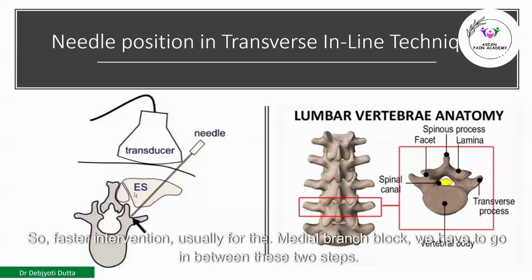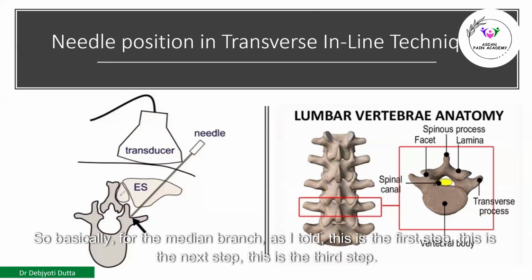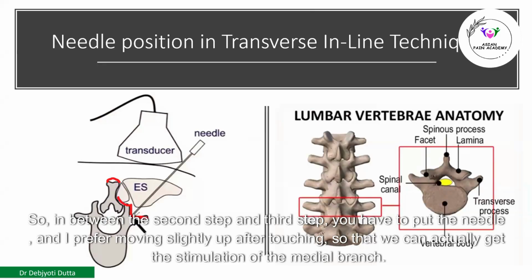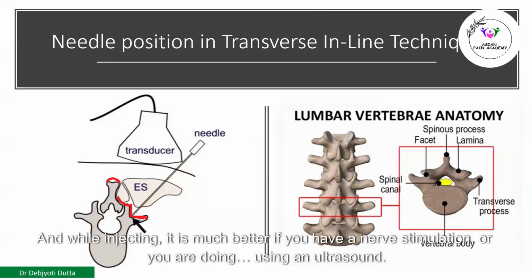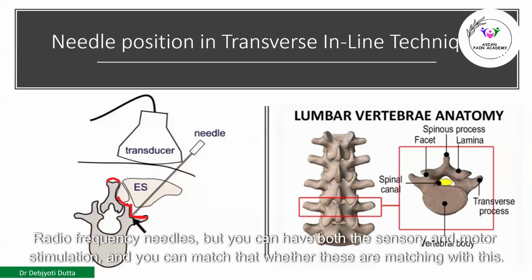So facet intervention, usually for the medial branch block, we have to go in between these two steps. So basically for the medial branch, as I told, this is the first step, this is the next step, this is the third step. So in between the second step and third step, you have to put the needle, and I prefer moving slightly up after touching so that we can actually get the stimulation of the medial branch. And while injecting, it is much better if you have a nerve stimulation, or you are using an ultrasound or radio frequency needles, so that you can have both the sensory and motor stimulation, and you can match whether this is matching with this.